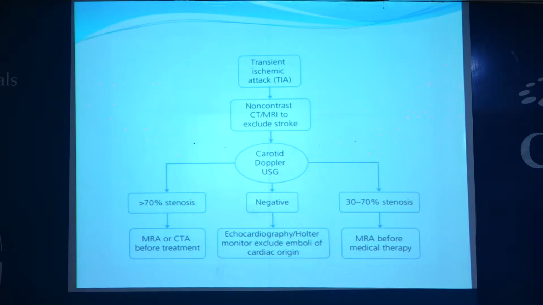So when we are suspecting a transient ischemic attack, what is the algorithm which we follow? Of course, we first get a CT or MR done, a plain study, just to rule out stroke.